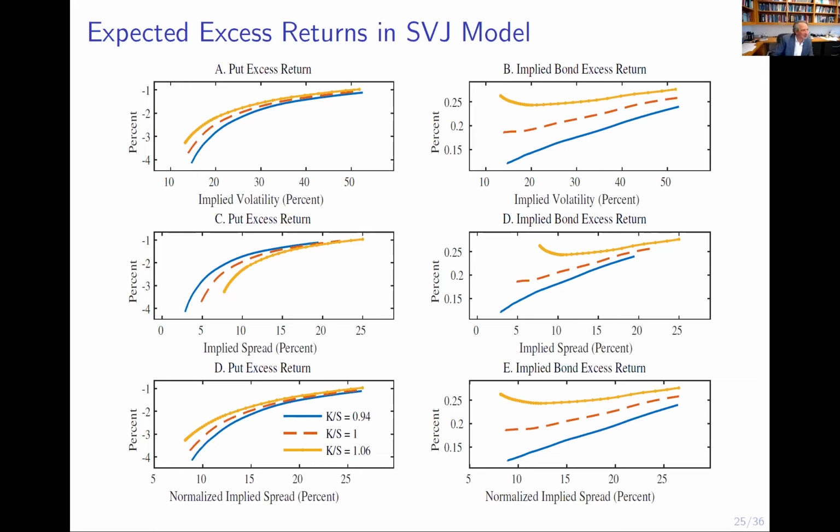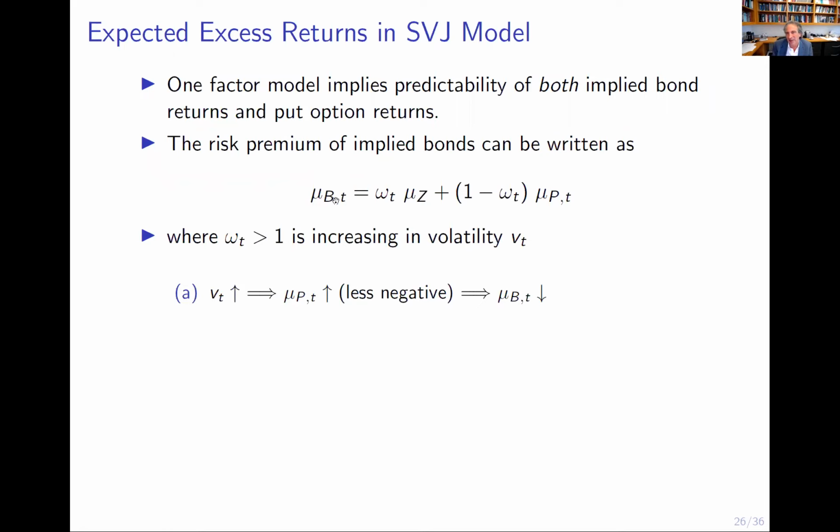Okay, this is essentially the same thing I said before. With only one factor, expected return on the implied bond is tightly linked to expected return on the put option, and you don't have much wiggle room. Either they go up together or down together, but it's a one factor model. They should move together except for knife edge cases.